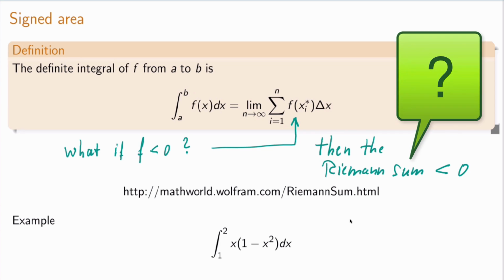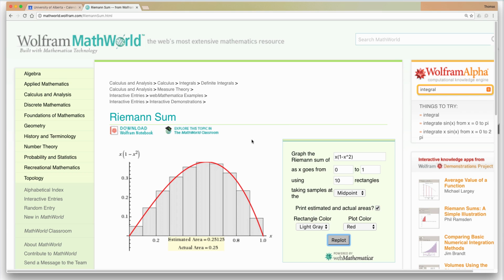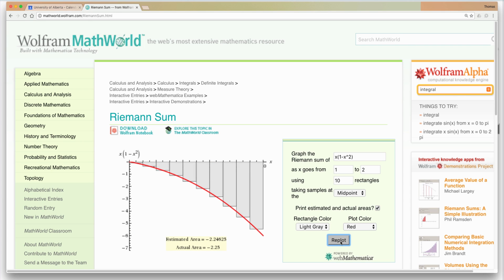So what does this mean? Does this mean we have a negative area? There's no sense in a negative area. Okay, let's use our Wolfram Alpha app and try this out. The same function, but now I change the boundary. So now I go from 1 to 2. Use 10 rectangles, midpoint rule, replot.